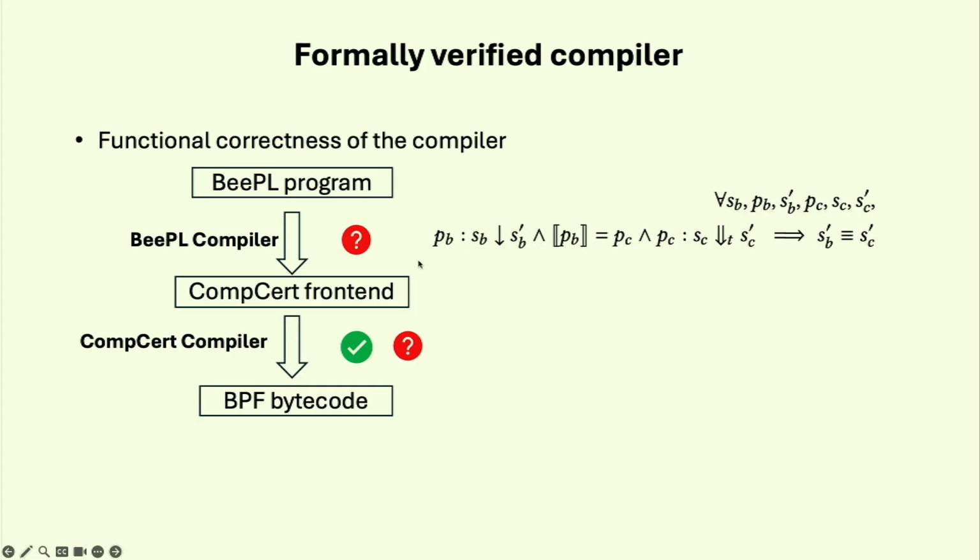which says that if we have a BeePL program PB, which starts from an initial state SB and produces a final state SB prime, and this BeePL compiler compiles this BeePL program and produces the CompCert program PC, and the execution of PC produces the final state SC prime, then we are interested in proving that the final state of the BeePL program and the final state of the CompCert program are in some kind of equivalence relation.